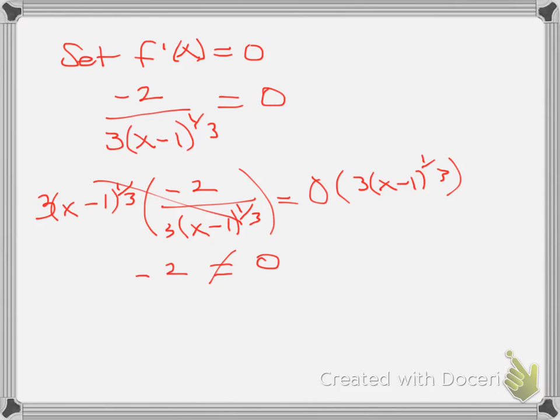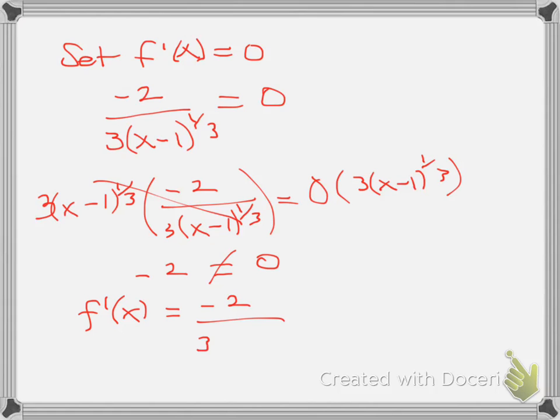Well, this will never happen, right? This will never happen. So in regards to finding a critical point by setting our derivative equal to 0, we have no critical points, right? However, remember the definition of critical point says C is a critical point if f prime of C equals 0 or f prime of C doesn't exist, right? So now we need to go back and look at our derivative function.